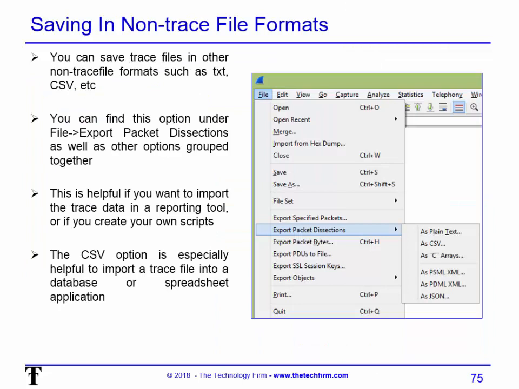Sooner or later, you're going to run into a scenario where you're going to have to save your trace file in a non-trace file format. So what I mean by that is text file or a comma separated value file. And those are situations where you're going to want to bring the data into another program like a database, a spreadsheet, a script, some sort of reporting program that will go through and parse the data for you. So to do that, it's not obvious, because most people go to Save As. That's where we were, and you can't do that from there. So you have to export packet dissections. I know it's a mouthful, but that's where you need to go.